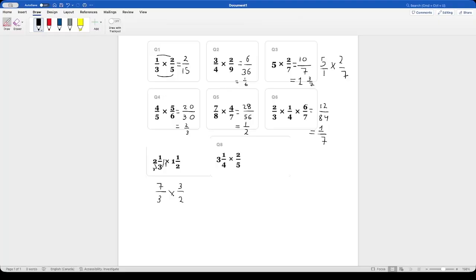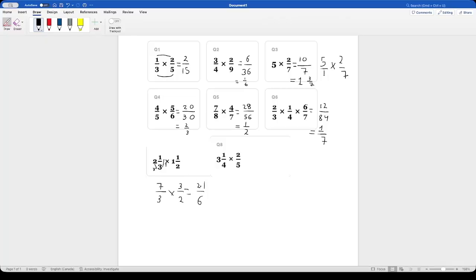Alright? And then we multiply, then we're almost done. So we just multiply these. 7 times 3 is 21, and 3 times 2 is 6. And that's that. Okay, and if you want, you can move it back to a mixed number if necessary.